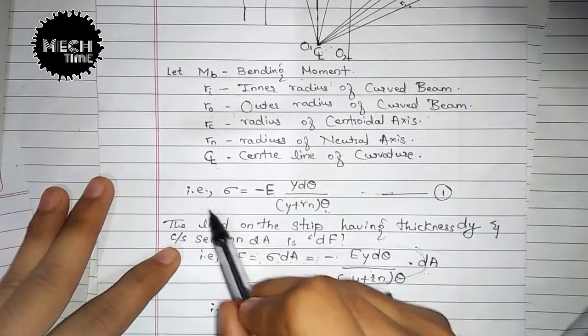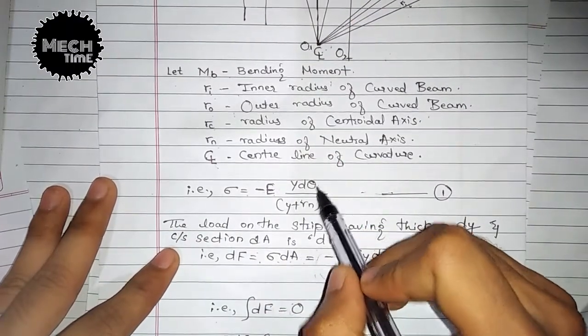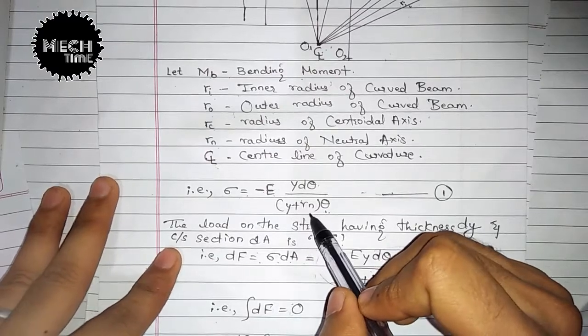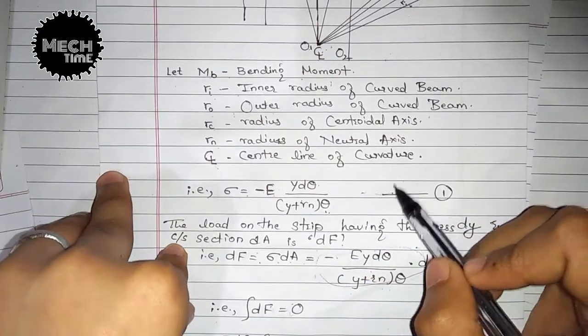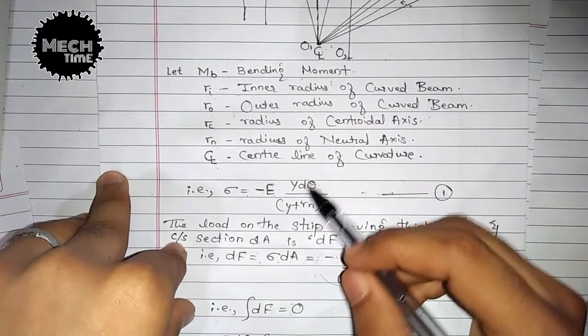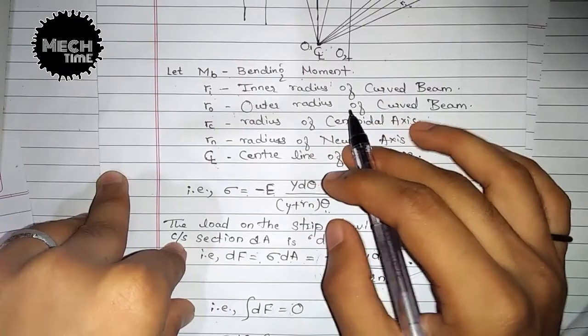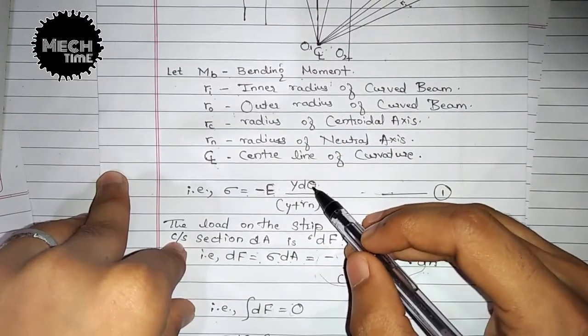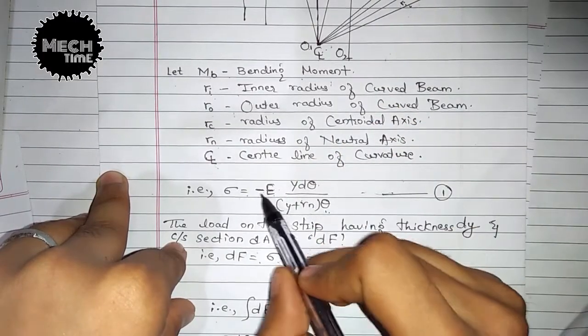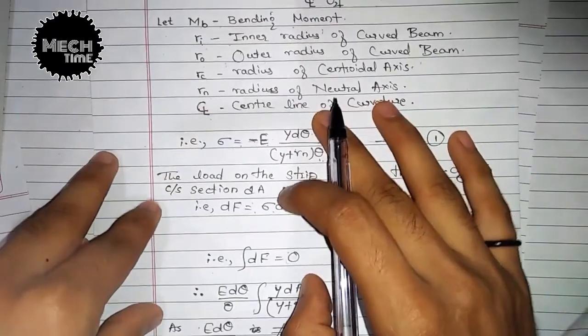So now, as I told, sigma is equal to minus E y d theta by (y plus Rn) theta. This is equation number 1. Since the fiber is shortened, the stress induced in the fiber is compressive stress, hence the negative sign I have taken here.